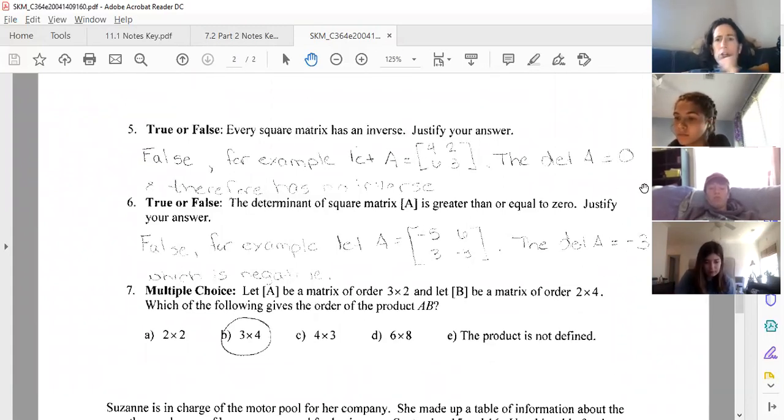So the determinant can be 0, which means it has no inverse. But every square matrix does not have an inverse, and I just gave an example. And then the determinant can obviously be negative.